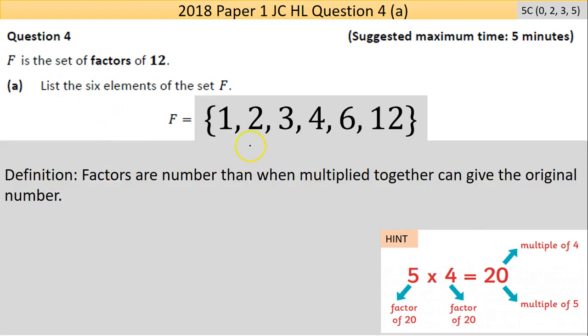So I'll go with the answer here. The first one is 1. 12 can be divided by 1 evenly. So can 2, so can 3, so can 4, so can 6, and 12 itself. Now if we want to multiply them to give 12, 3 by 4 is 12, 2 by 6 is 12, and 2 by 2 by 3 is 12. So a definition, just to have the knowledge of it, is factors are numbers that when multiplied together can give the original number. So that's that.